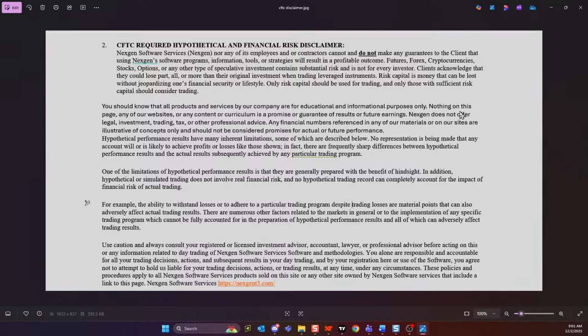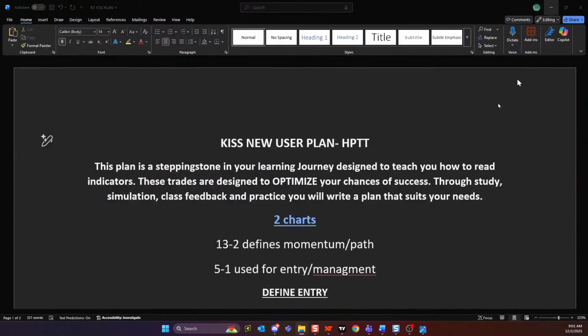We're going to manage it. We are not going to break rules. That's the biggest thing. And this is us collectively. We're going to have some fun. But this is educational. This is informational, guys. My job is to teach you to read indicators. So we're going to work through the KISS plan.